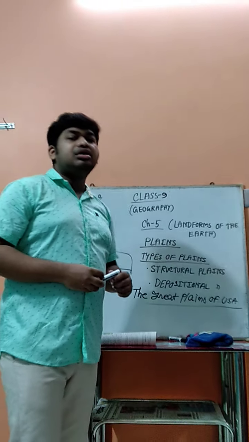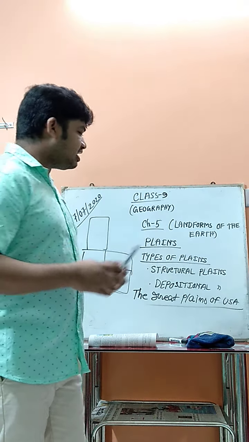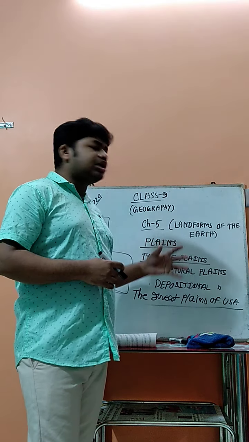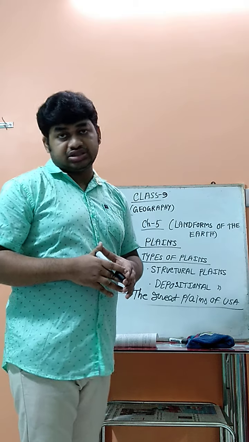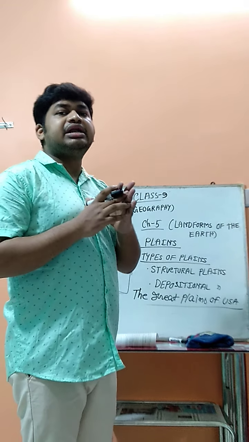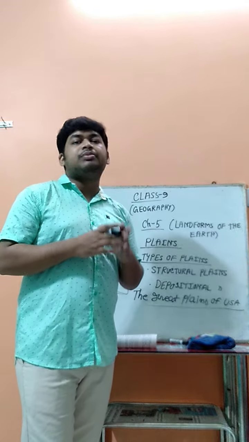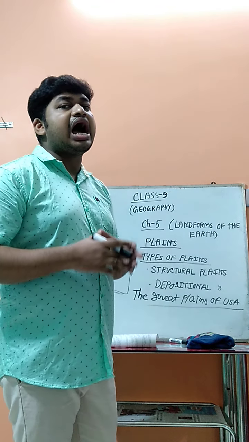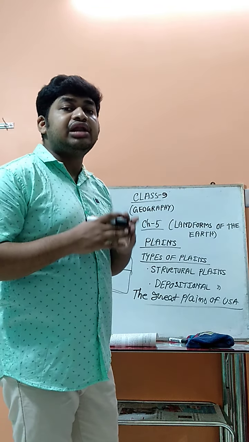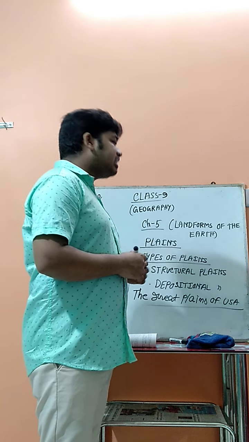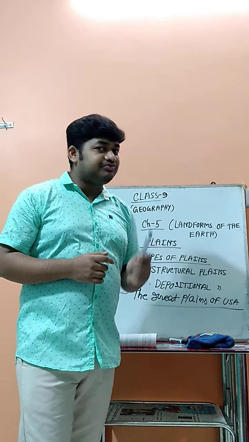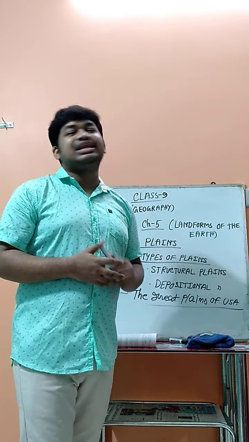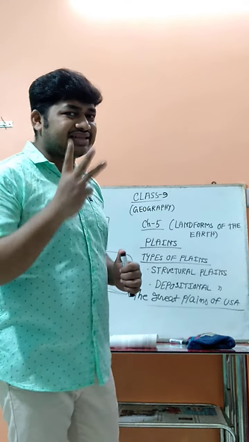Now the second is the depositional plain. You know what a depositional plain is? Depositional plains are those plain areas formed due to the depositional process. This type of plain area is known as the depositional plain. Okay. Now depositional plain areas are formed by the depositional process of whom? From the river, wind and the glacier. From these 3 things. What are the 3 things?